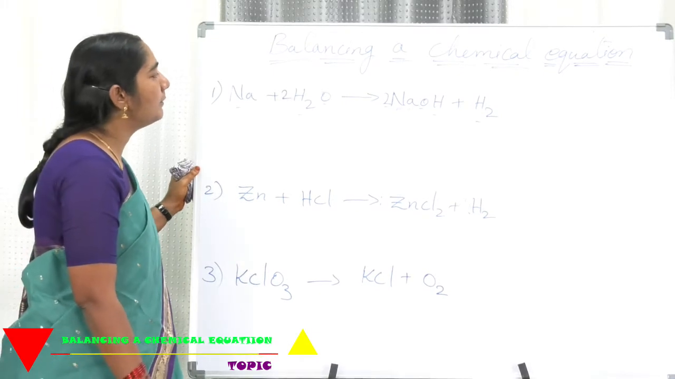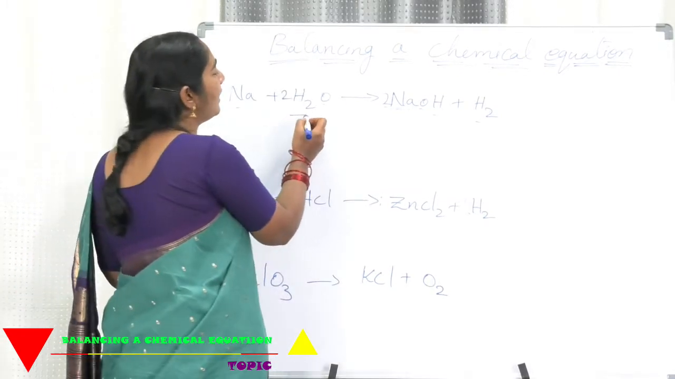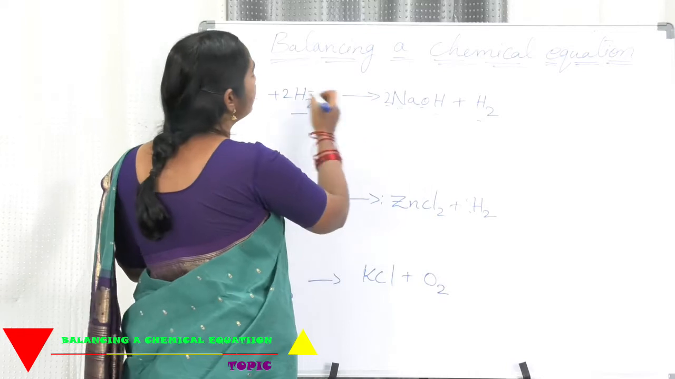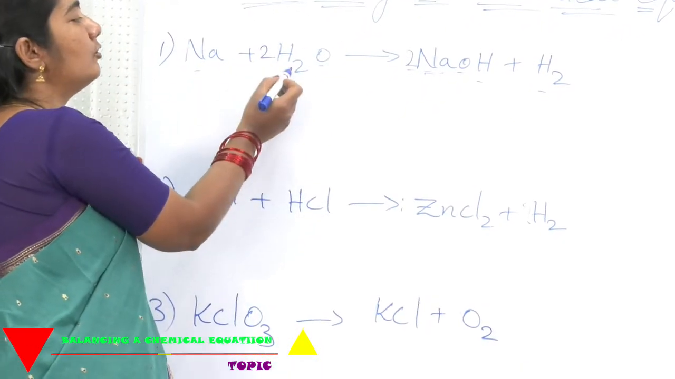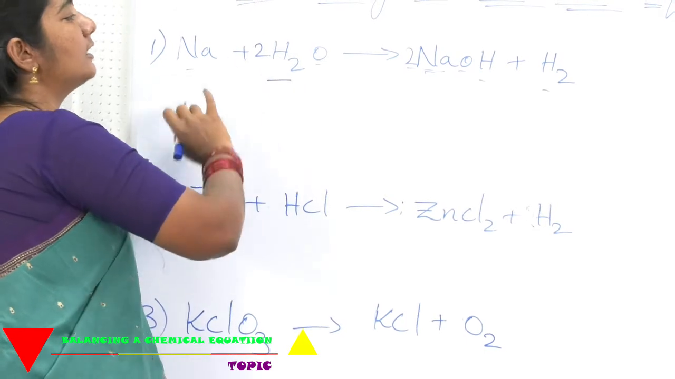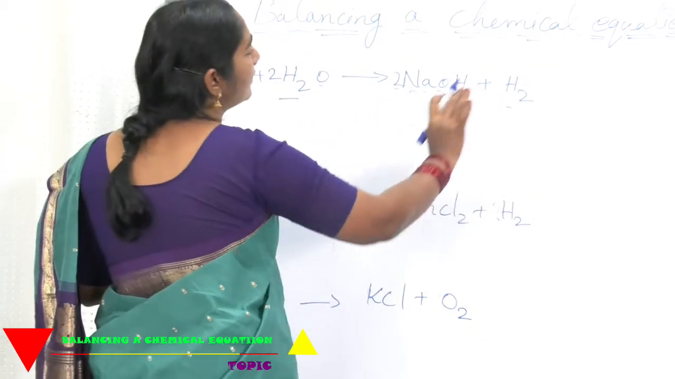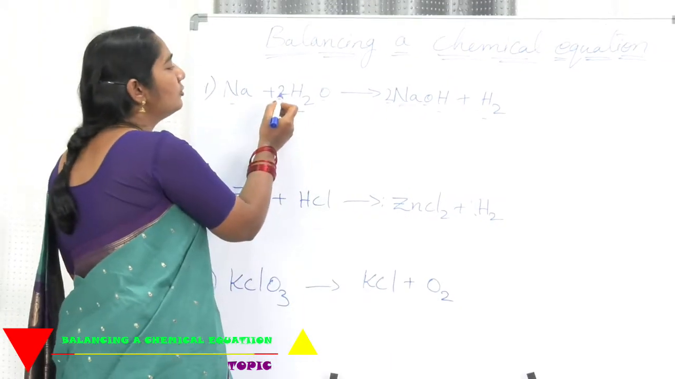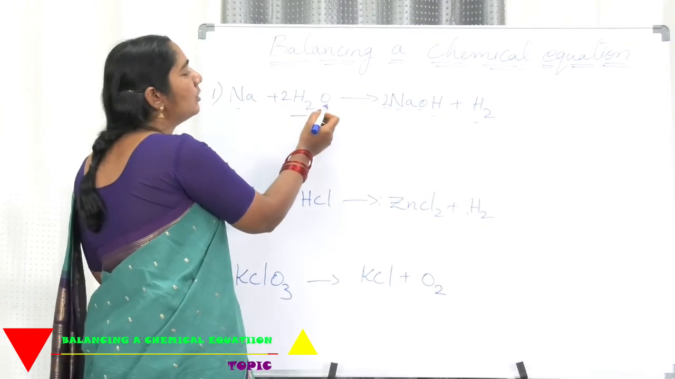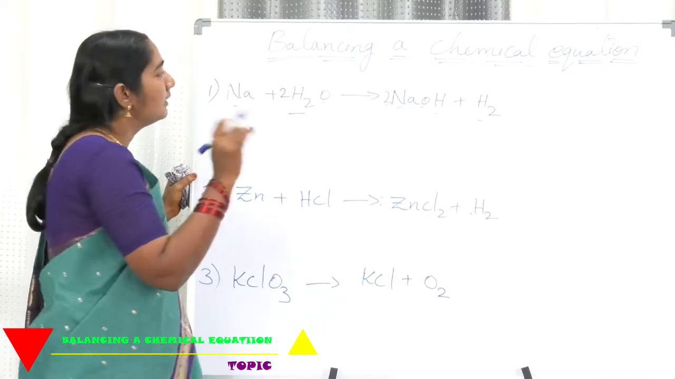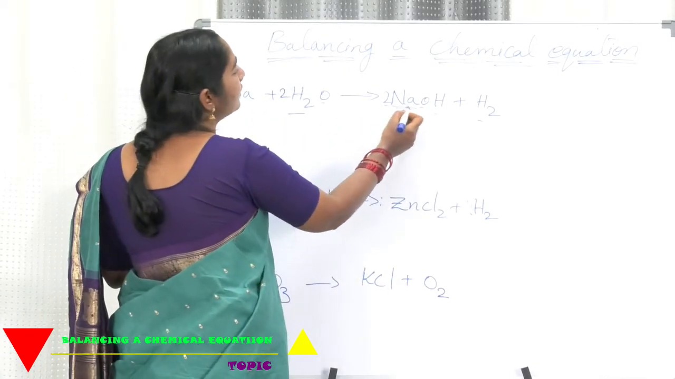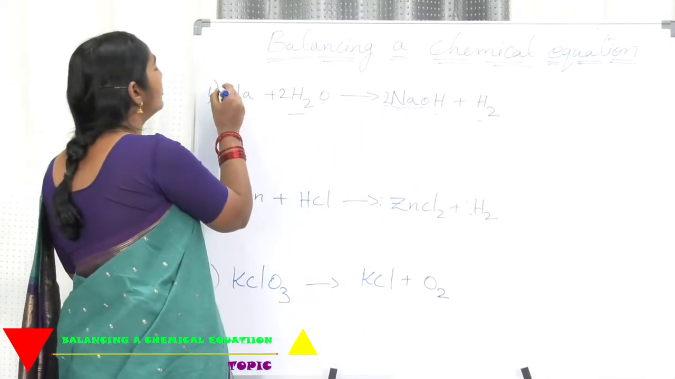Now with this, hydrogens got balanced. 2 into 2, 4 hydrogens here, and here also 4 hydrogens. This 2 belongs to this oxygen also, so 2 oxygens are there, 2 oxygens are there. That is balanced. But sodium here has 2 atoms and here only 1. So let me put 2 here.